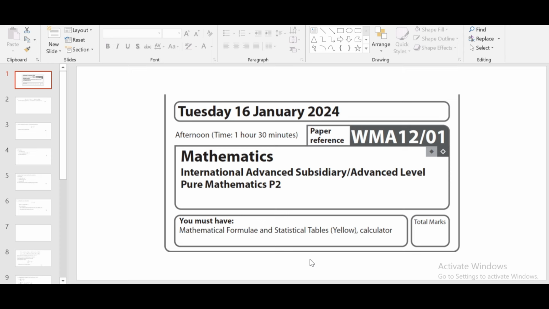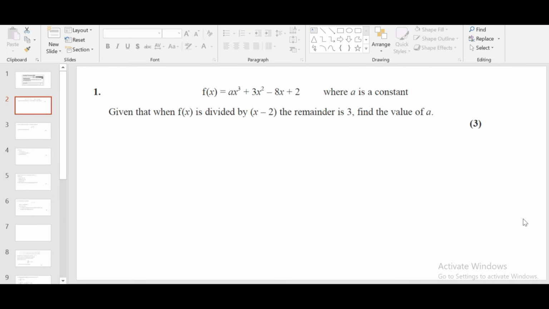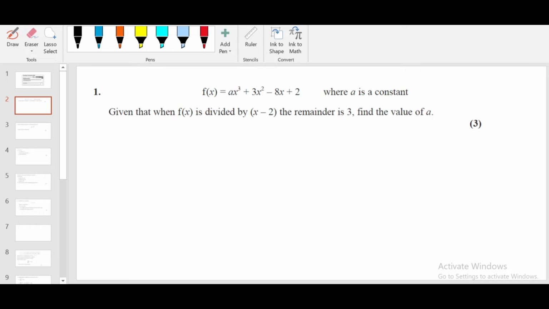We are going to solve the Pure Math 2 January 2024 paper in this video. This paper consists of 10 questions. So question number 1. This is from the factor theorem, remainder theorem.